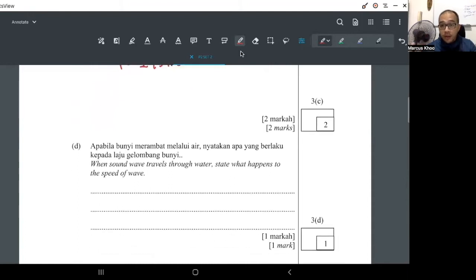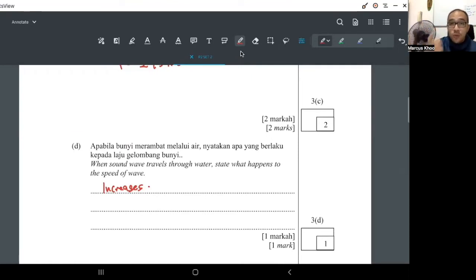Now, when a sound wave travels through water, state what happens to the speed of the wave. This is very logical. Will it be faster or slower? Remember that sound wave is a longitudinal wave, so it doesn't behave in the same way as a transverse wave. In water, this is actually a trick question. The speed of the sound wave actually increases, because water carries the energy much faster.